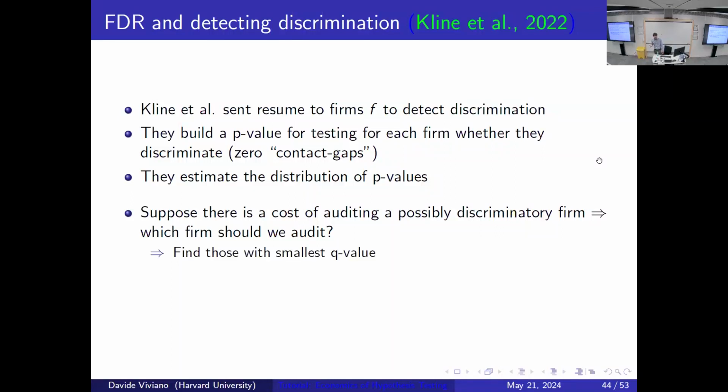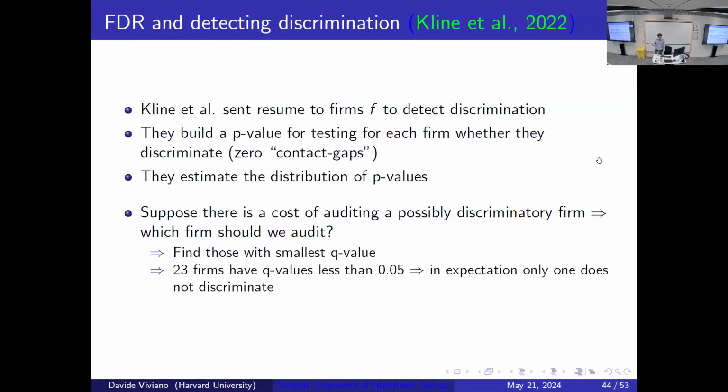And their approach is the following. They say, well, let's just look at the smallest Q value. So let's rank these firms by their Q values, the posterior probability that the null is true. The Q value is coming from the empirical Bayes approach, yes, that's exactly right.